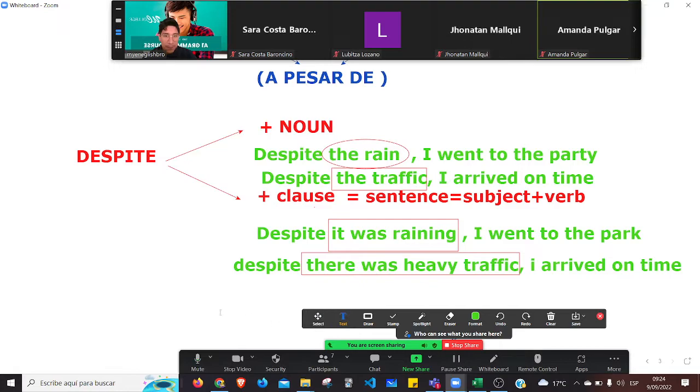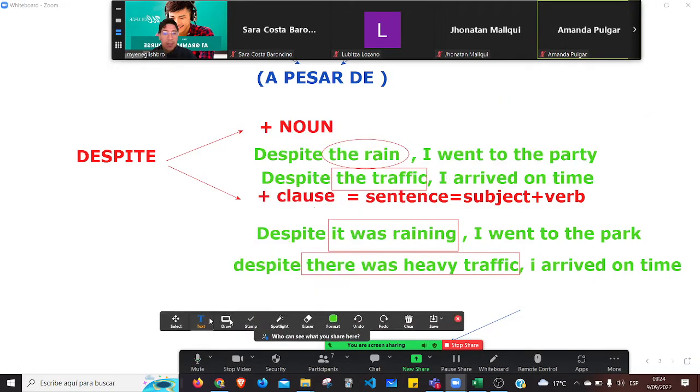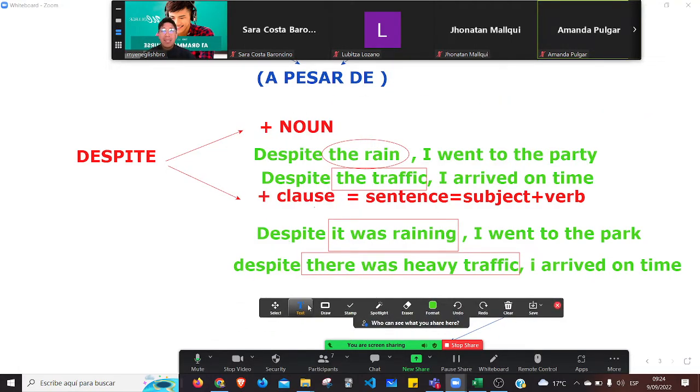Okay? Another example, you can say, you just need to know, what am I using? A noun or a sentence? Lo que tienes que hacer es fijarte, ¿qué voy a usar? ¿Un sustantivo o una oración? Te preguntarás, ¿cierto? Entonces, déjame decirte lo siguiente.